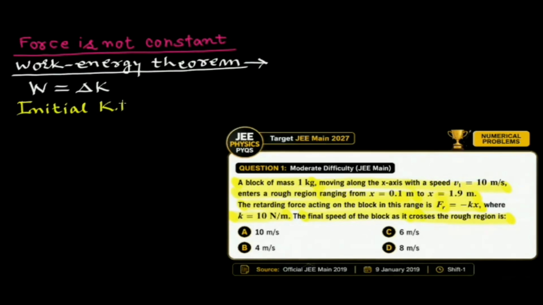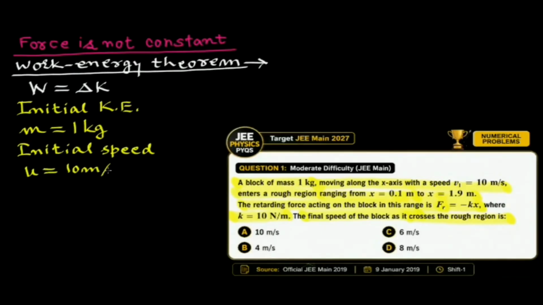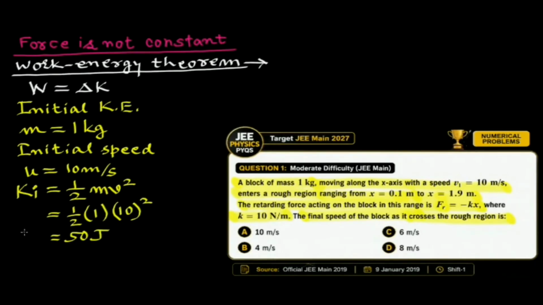Initial kinetic energy: we have mass m equals 1 kg, initial speed u equals 10 meter per second. Therefore, initial kinetic energy Ki will be half mv square, which equals half into 1 into 10 square, 50 joule. So the block initially possesses 50 joules of kinetic energy.